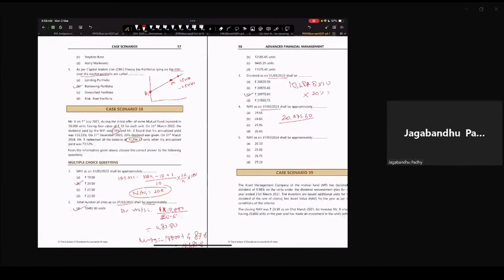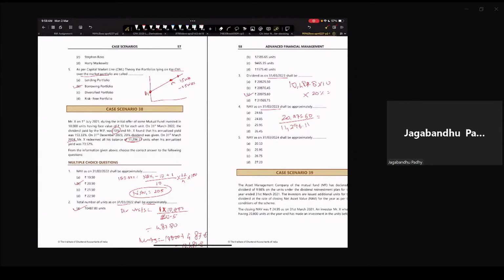Sir, if we add opening units to the dividend units, we will get 11,296, no sir, closing units. So you're getting that closing unit, but this is as on 31st March. From that we can get NAV, no sir. 20,975.6 divided by NAV of 23 will give us dividend units. Yes. So to that, if we add opening units, we will get total units. So the total units are 11,296.11.